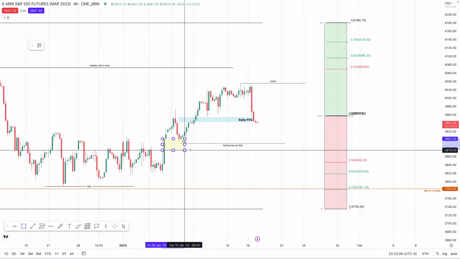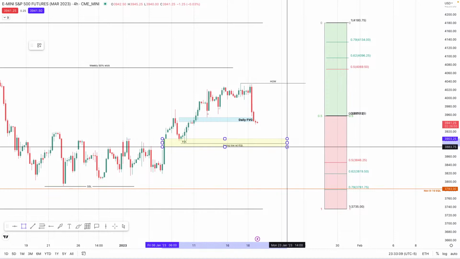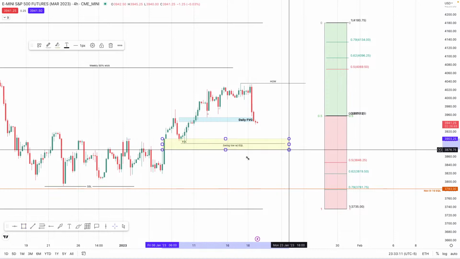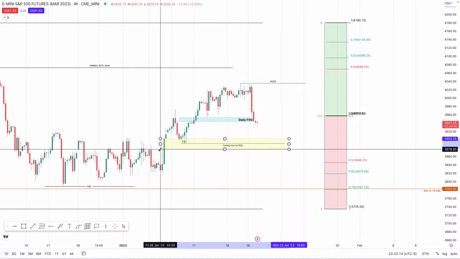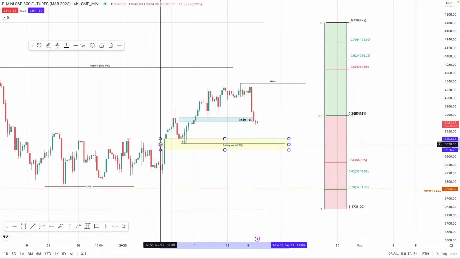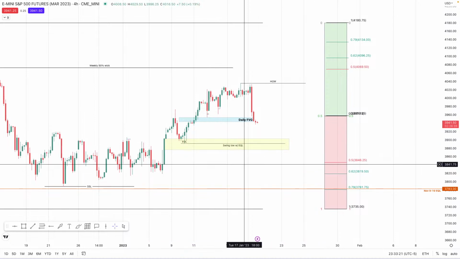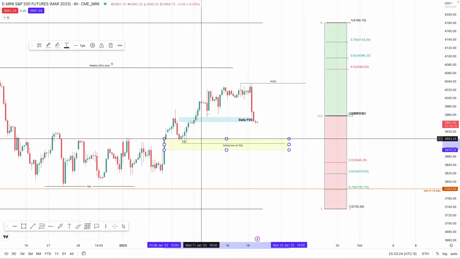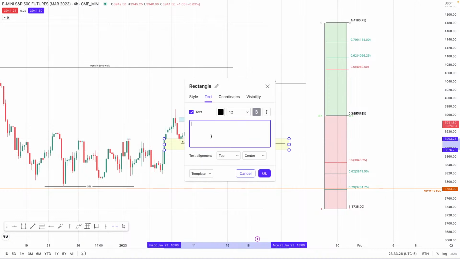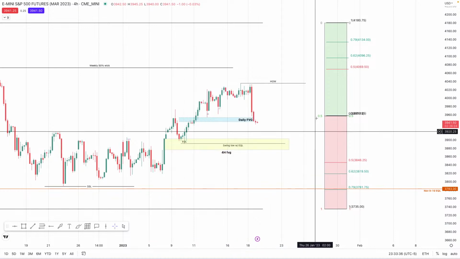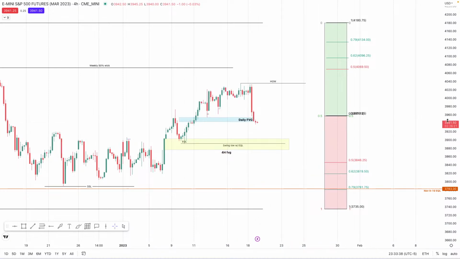Just put this fair value gap in here. Okay. And I can label this. Let's go bottom center. 4 hour fair value. Okay. All right, let's go down to the 1 hour chart from here.